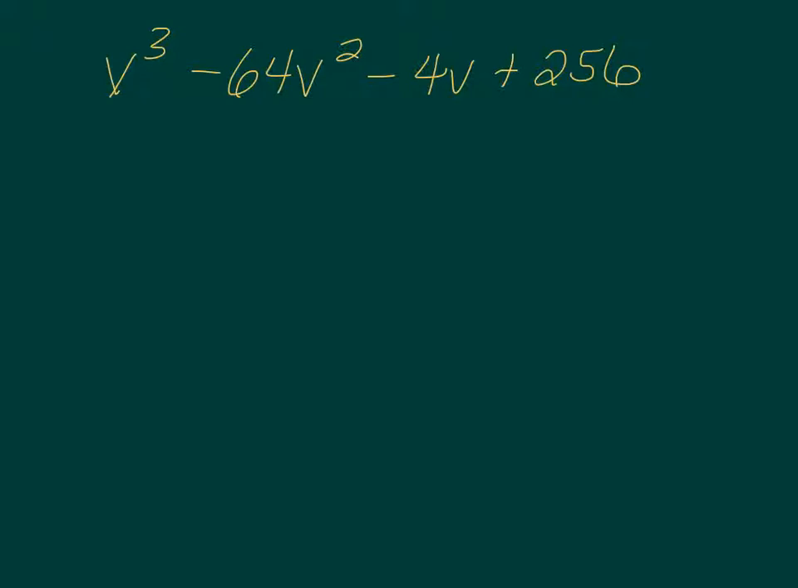So the first thing I'm going to do is look for a common factor. I have v cubed minus 64v squared minus 4v plus 256. There's no common factor that's common to all four of those terms. So I have to skip step 1. But I can use step 2 because I need to factor by grouping here because I have 4 terms. So I'm going to group the first 2 terms together and the last 2 terms together, and I'm going to factor out common factors in each group.